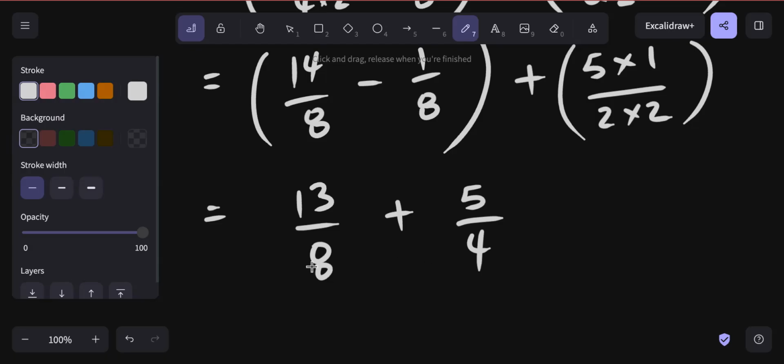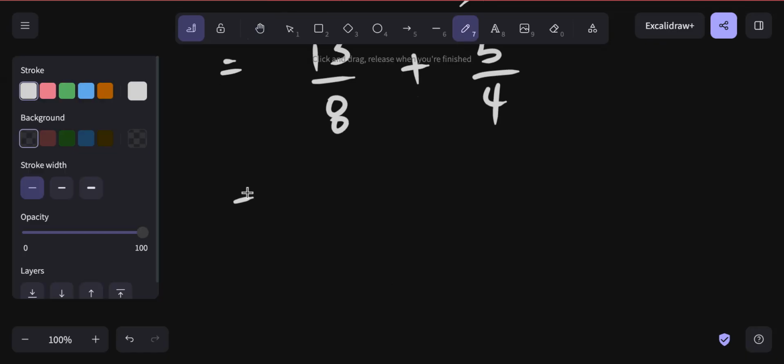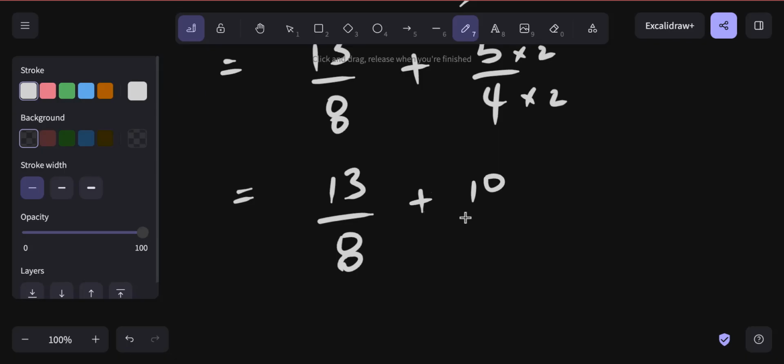But again, denominators are very similar. Some of you would say find an LCM. Let's just work with the concept of using equivalent fractions, right? We leave our 13 over 8 all by itself. It's alone. I can multiply this 4 by 2 and I can multiply this 5 by 2 to create the equivalent fraction of 10 over 8, which when added here gives me 23 over 8.